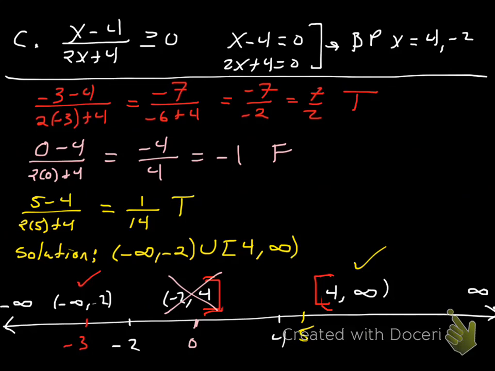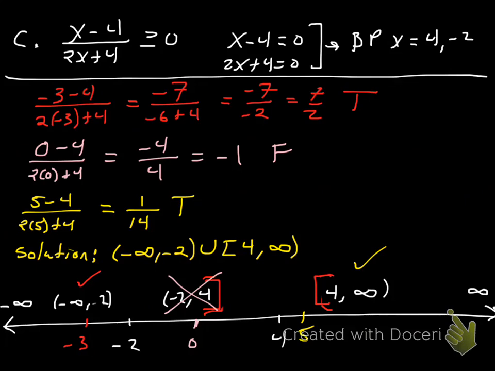Okay, so pretty straightforward. It's a lot like the polynomials. You're picking your test points. The only thing you got to fuss with is the denominator being 0. That's the only thing you need to be careful about. -2 could not have a bracket on it because we can't divide by 0. Alright, let's do one more.